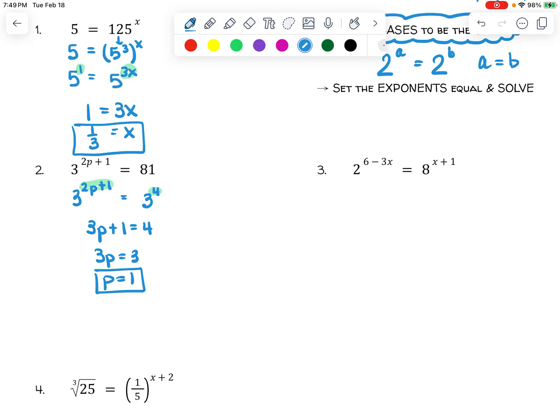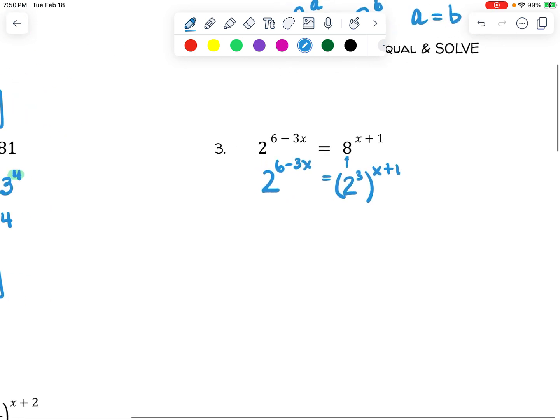Then for this guy right here, 2 is my base. 6 minus 3x is my exponent. And I'm going to change this. I know that 8 is 2 to the third power. So leave the 2 to the third on the inside. Put x plus 1 on the outside.